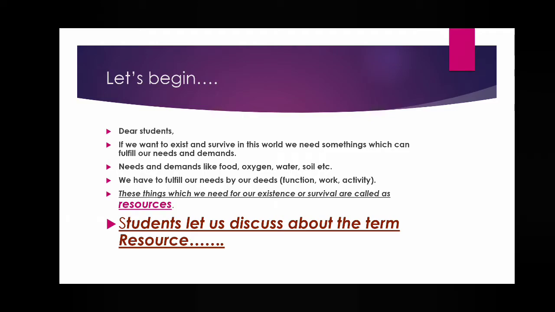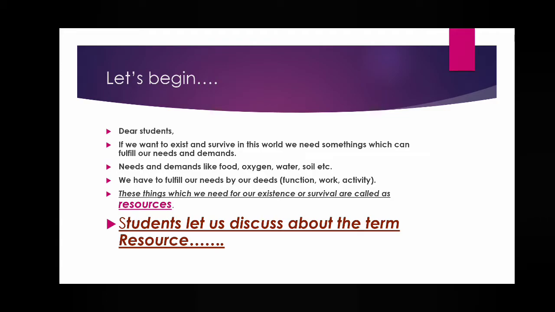These things which we need for our existence or for our survival, these things are called what? Resources. Take a look. The first word of this chapter I have already mentioned here. So what is called a resource? Resource means the things which we need for our existence or survival. What type of things? It may be food, it may be shelter, it may be clothes, it may be oxygen, water, soil. All of them are called resources.